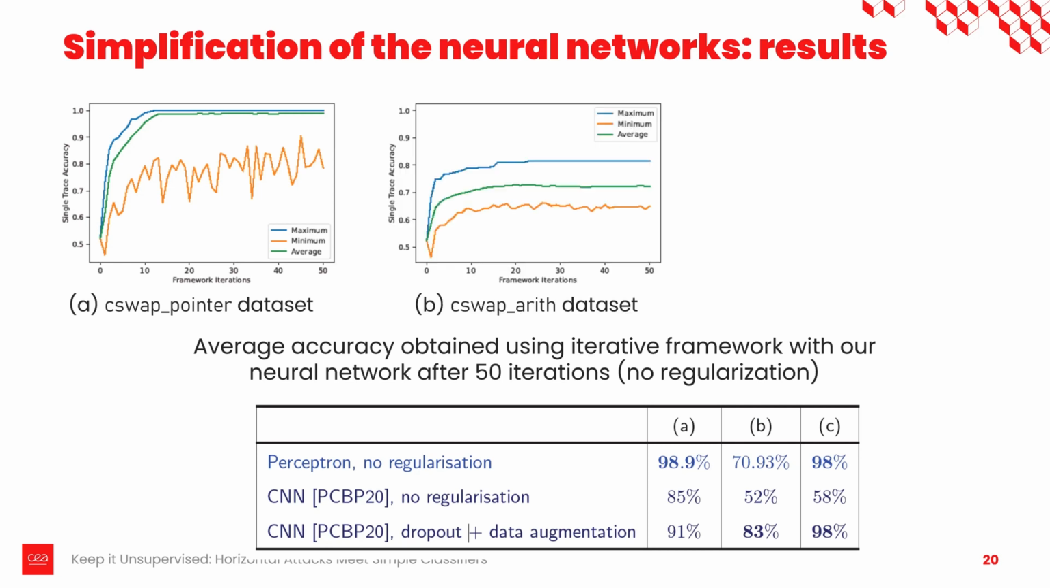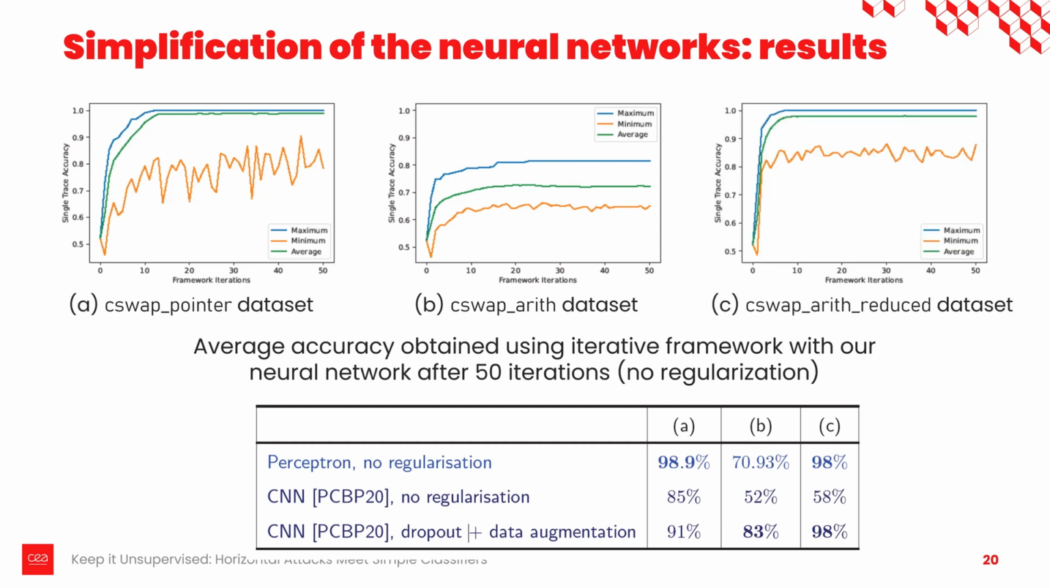Concerning the arithmetic dataset, results are less impressive. The achieved accuracy is about 70%. But we note that these results are still better than those obtained in the original paper without regularization. However, this is still not sufficient to consider the attack as successful.